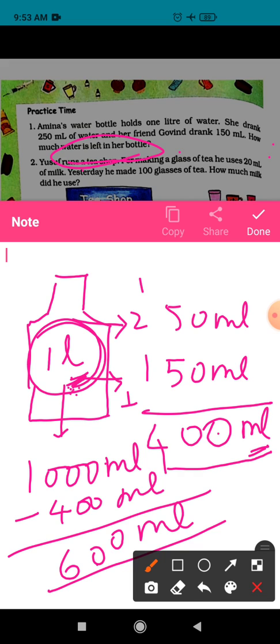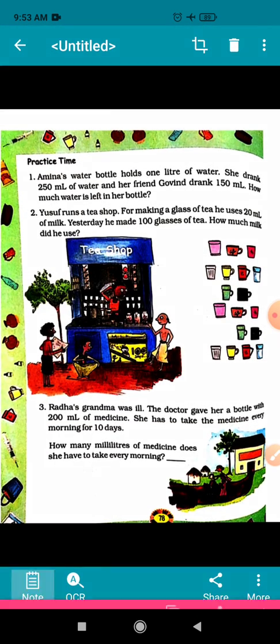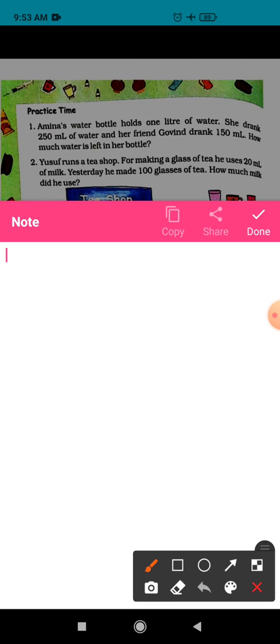Children, hope you all have understood. Now let us see the second question. Children, the second question is: Yusuf runs a tea shop. For making a glass of tea, he uses 20 ml of milk. Yesterday he made 100 glasses of tea. How much milk did he use?